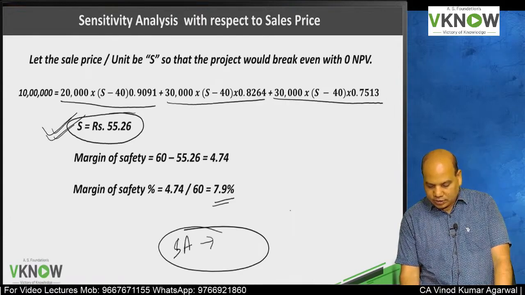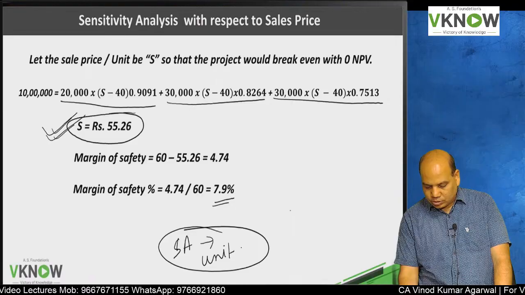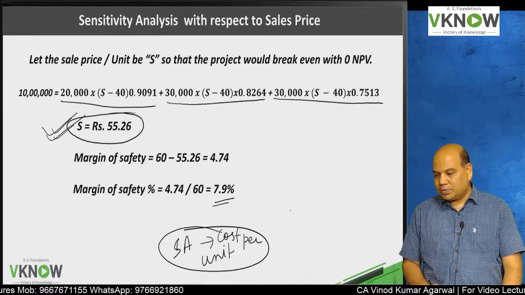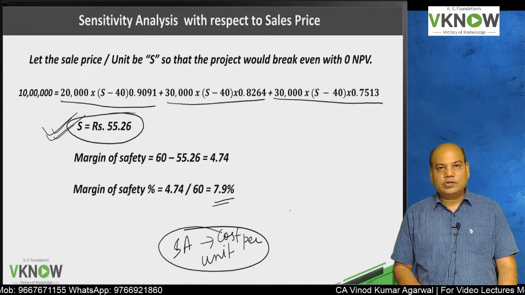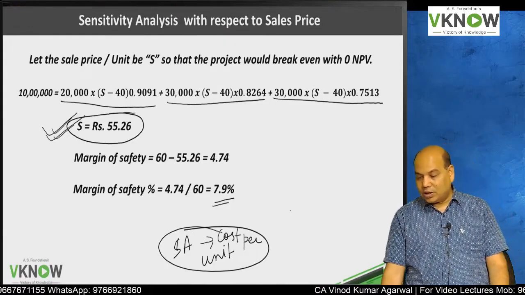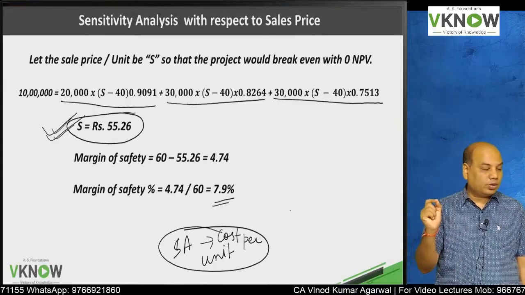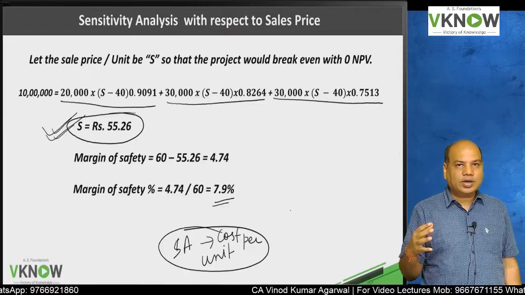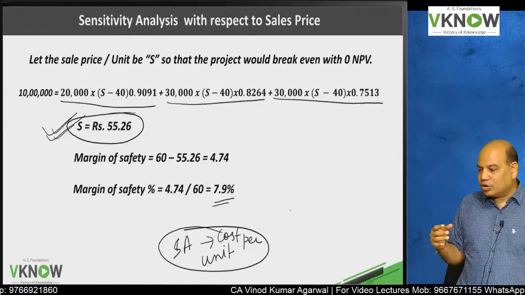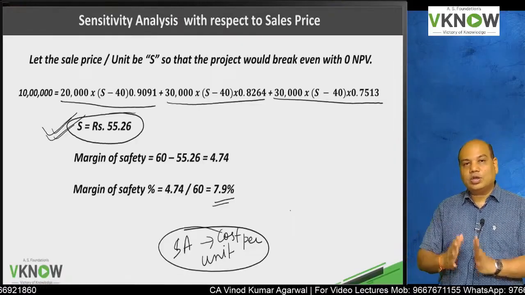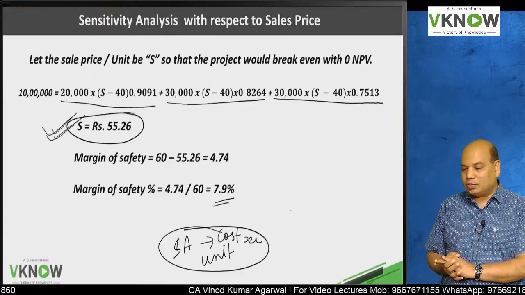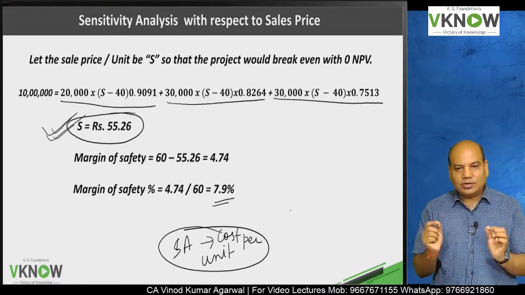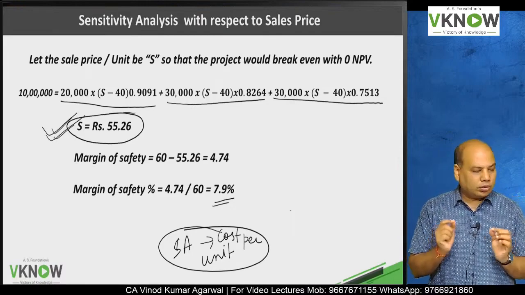Now I am going to ask you the same question. Sensitivity analysis with respect to cost per unit. Please respond. Or you can just tell me the maximum cost, not minimum. What is the cost per unit at which NPV is equal to 0?